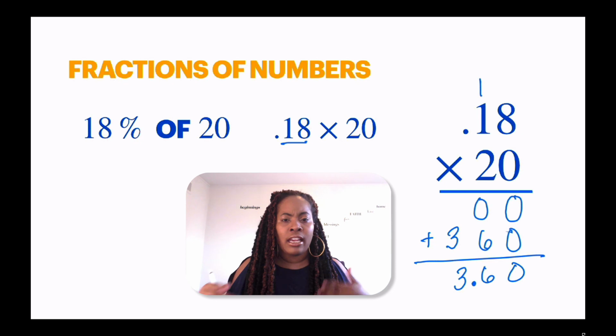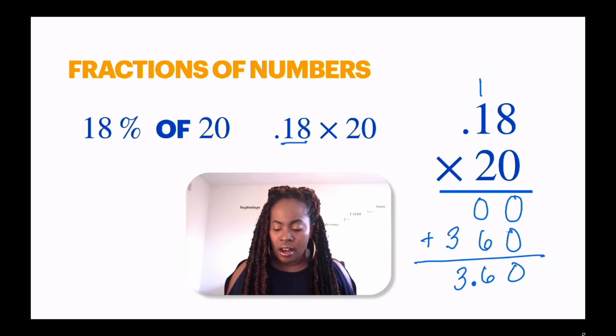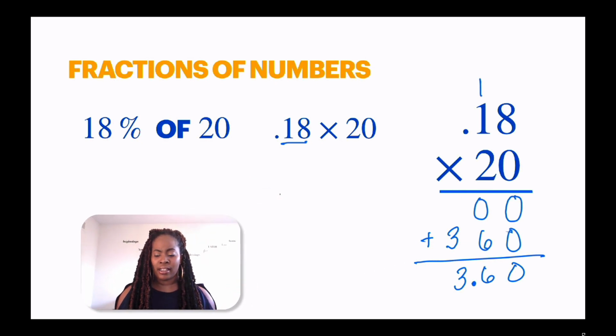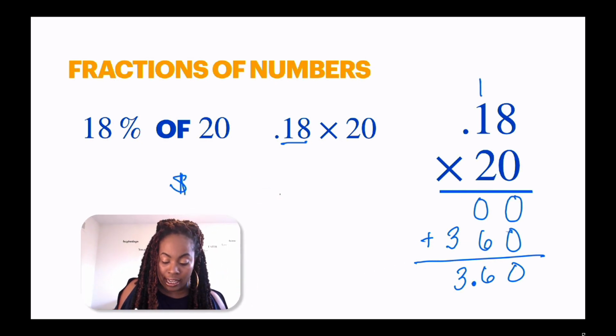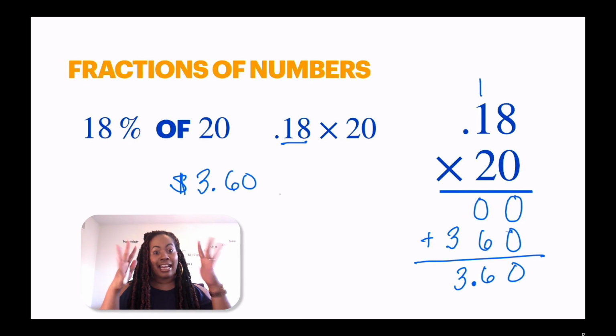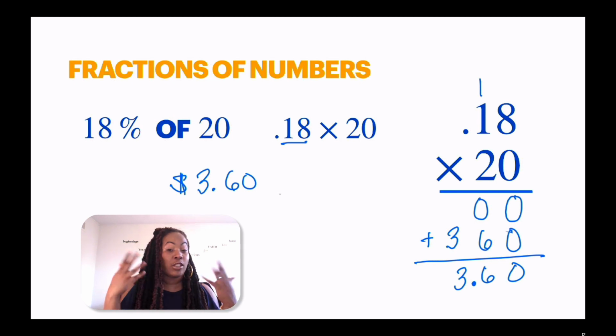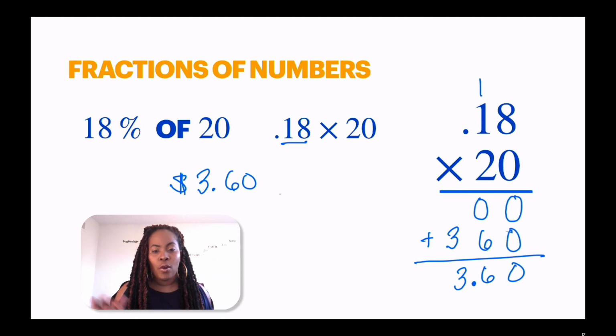3.60. In other words, 3 and 60 hundredths. But again, we're talking about a tip here, right? So we're really talking about money. So what that really is, $3.60. That's the tip on this $20 meal, okay?